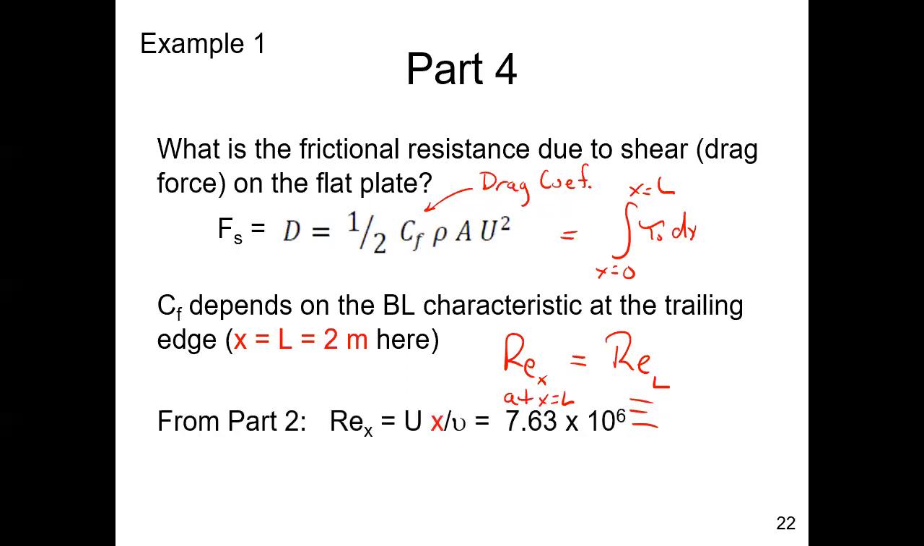So from part 2, we did calculate the boundary Reynolds number at the trailing edge of x equal to 2 meters. We calculated that the boundary Reynolds number at the trailing edge was 7.6 times 10 to the 6th. That's a transitional boundary layer at the trailing edge. It's less than 10 to the 7th.